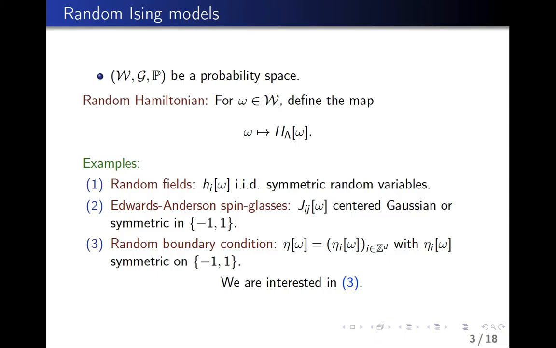Now we introduce the random Hamiltonian, which is a random variable on a certain probability space, where we randomize some parameter of the Hamiltonian. For example, the random field Ising model is where the external field is i.i.d. symmetric random variables. The Edwards-Anderson spin glass is when we randomize the interaction, where the distribution could be, for instance, centered Gaussian or symmetric on -1 and 1. We can also have the random boundary condition, where each spin of the boundary has symmetric distribution on -1 and 1. We are interested in the third item.